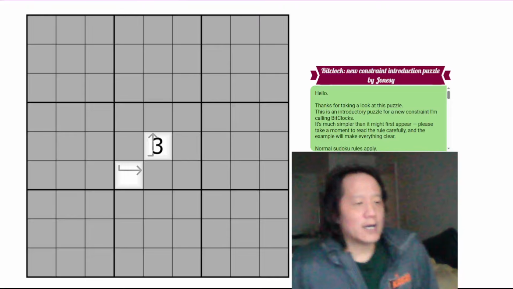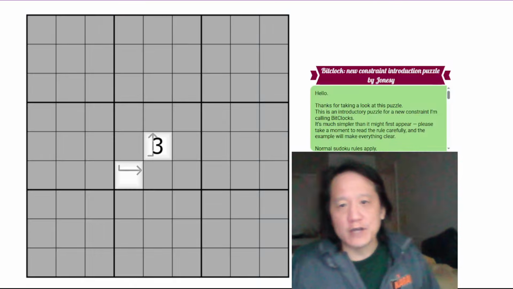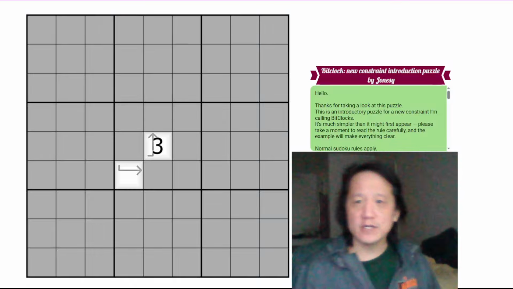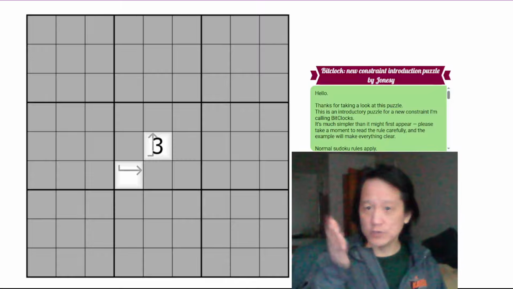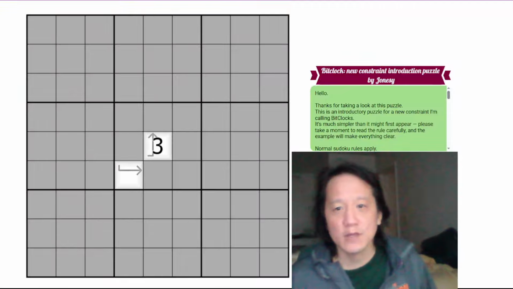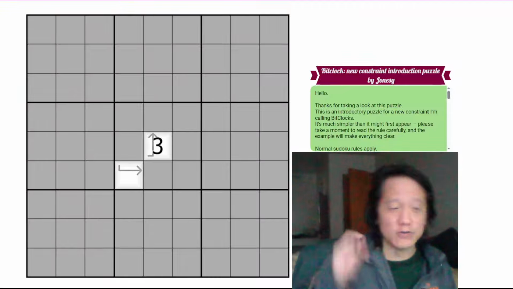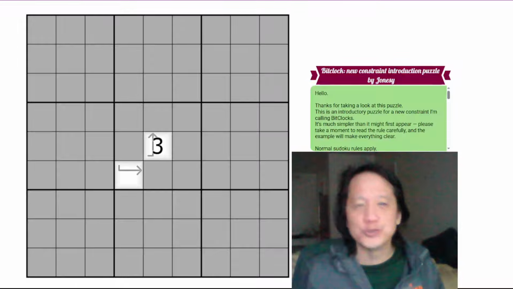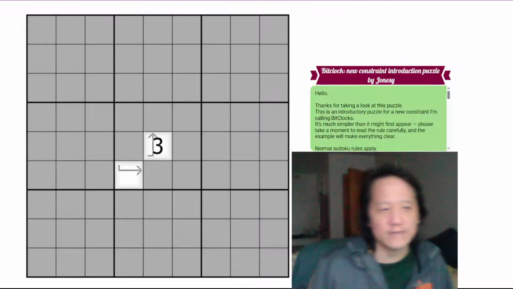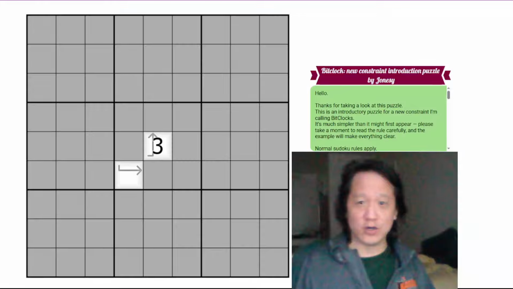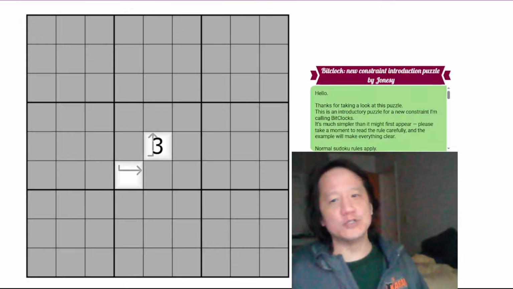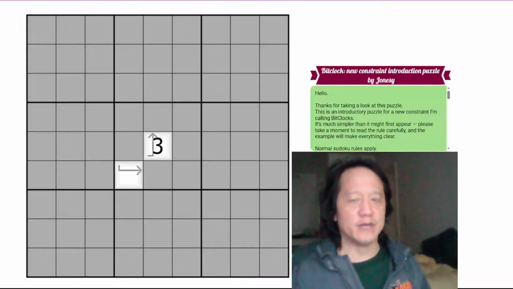Hello everyone, I'm Frank and welcome to Learn How to Sudoku, where we take a very easy Sudoku puzzle and we break it down in detail so that you can learn how to Sudoku. And actually in this puzzle, you'll learn a little bit about computers too. Our very easy puzzle is called Bitclock, which is a new constraint introduction puzzle by Jonesy.